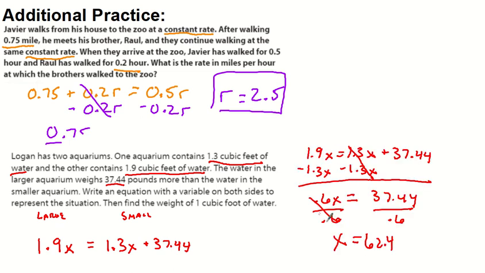Okay, so here's the solution over here. So first what I did is I subtracted the 1.3x from both sides. I got 0.6 divided by 0.6 on both sides. I get 62.4. So that was one way to do it.